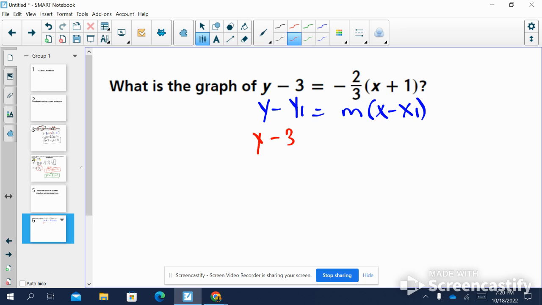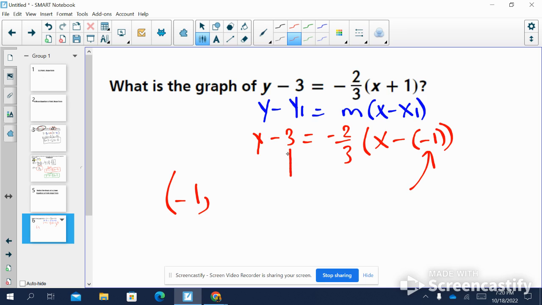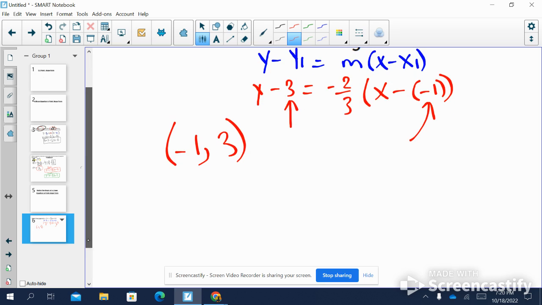Y minus 3, that's fine. Negative 2 over 3 is fine. But now this x, we're going to take away. Well, how did I get a plus? I must have had a negative 1. So as you can see, when I'm identifying the point, my x value is negative 1, and my y value is positive 3. So now that I have that, I can start to plot.